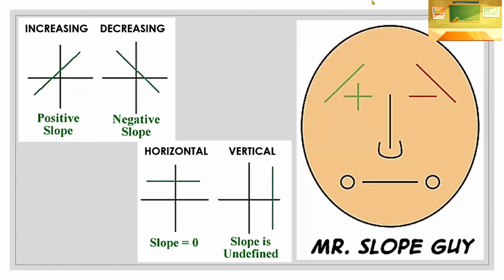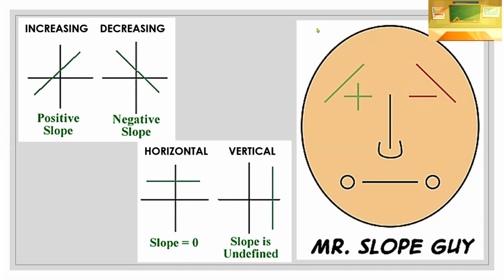So, class, ito yung to summarize ha. Ito naman po yung itsura ng graph natin. Meron ka dyang increasing. Increasing itsura ng graph nyo, pataas yan. So, you have your positive slope. Pag pababa naman po, you have decreasing and your slope is negative. Kapag horizontal naman ang itsura ng graph nyo, pahiga, ang slope nyo doon 0. Pag vertical naman, patayo ang graph nyo, the slope is undefined.